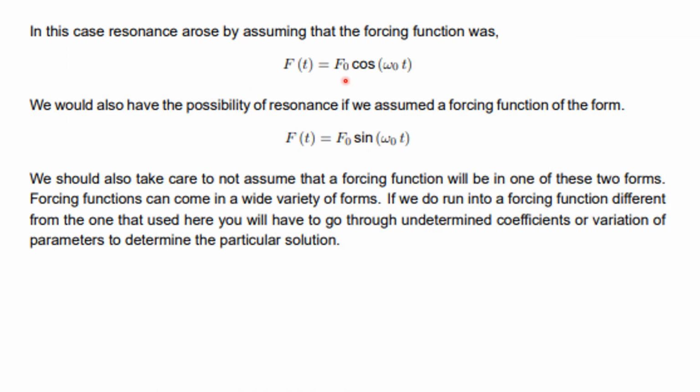Now, resonance arose when we assumed that this frequency equals the natural frequency, and the same thing could have happened if we had a sine. So engineers want to take care that you don't have forcing functions that are either of these forms, and they come in a variety of forms. If you do run into a forcing function different from the one used here, you'll have to figure out if you do have a problem with resonance before you destroy the system that you've built.